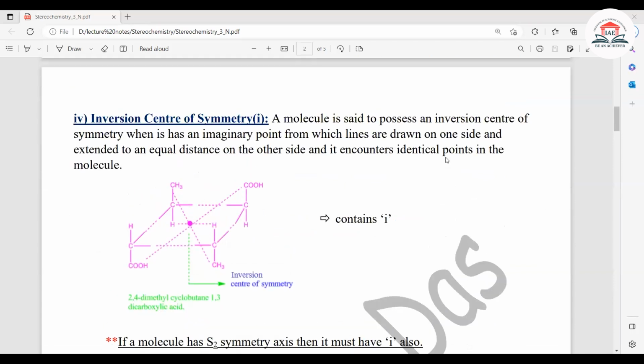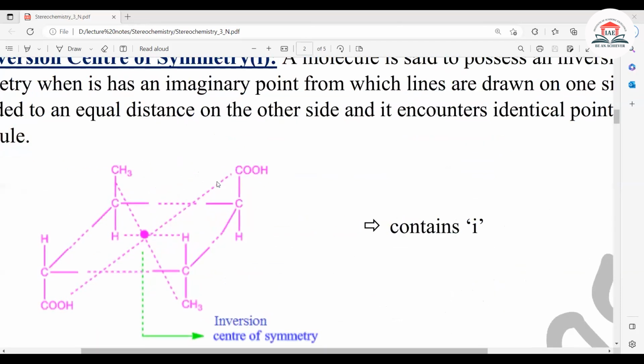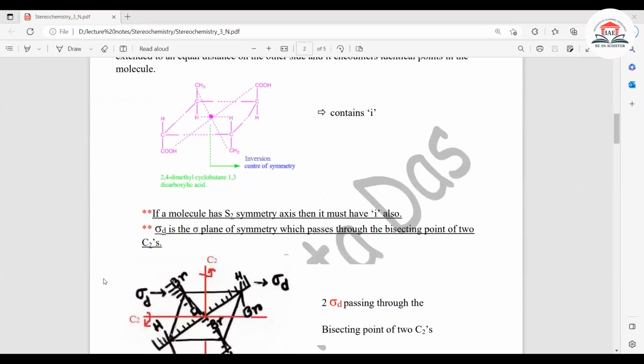And then the other one is the inversion center of symmetry, which is an imaginary point in the center of the molecule, through which if you draw lines on opposite ends, you will encounter the same groups on the opposite side. That is the inversion center of symmetry. So if in a molecule any one of these three symmetry elements is present, then we call the molecule optically inactive, because then the molecule becomes symmetric.